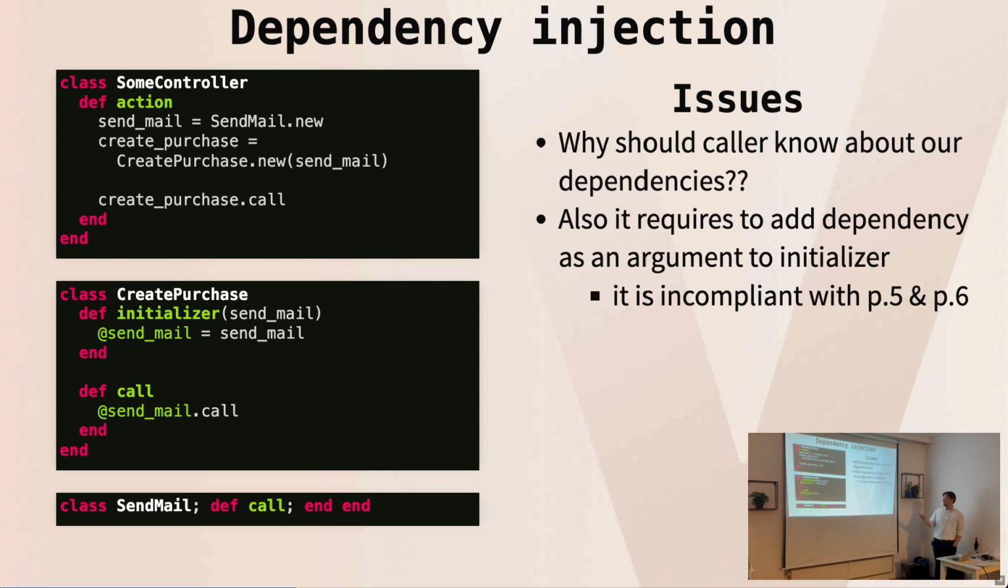I made this example like that on purpose. We want to create a purchase, but at the same time we are dependent on sending mail. So from an object-oriented perspective, a purchase is not characterized by sending email. It's a side effect, so it shouldn't be an argument in the initializer. It is not a characterizing part. It should be set with a setter. And we will see this later.